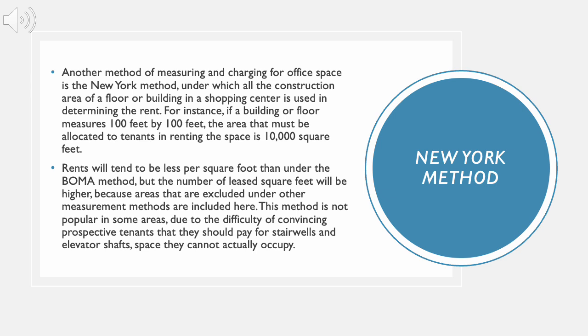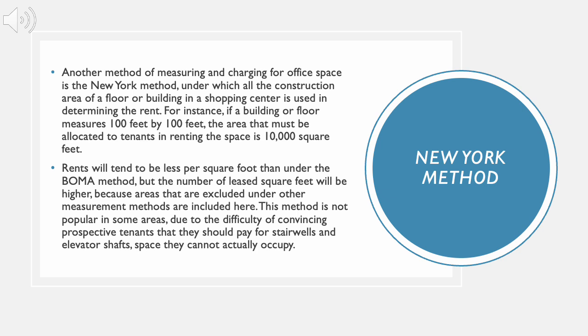Another method of measuring and charging for office space is the New York method, under which all the construction area of a floor or building in a shopping center is used in determining the rent. For instance, if a building or floor measures 100 feet by 100 feet, the area that must be allocated to tenants in renting the space is 10,000 square feet.